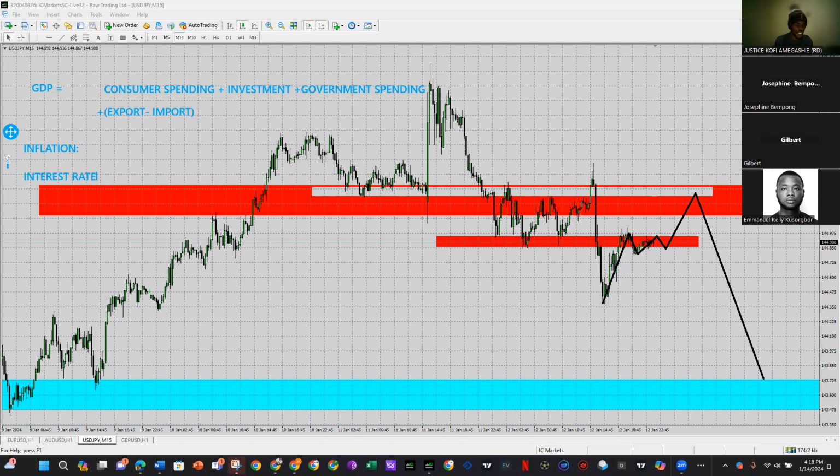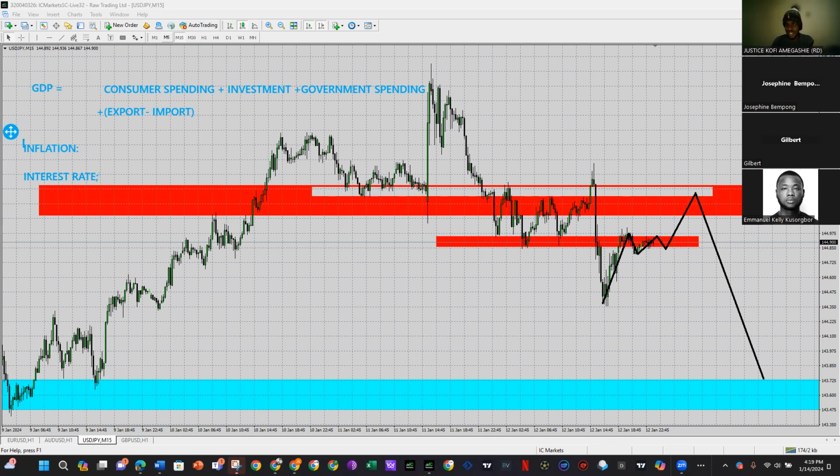So when your interest rate is high, a lot of other countries will want to invest into your country because of the high interest, and they will get more profit from their investment. So a high interest country definitely will have a good strength to their currency. So we are interested in looking at the interest rates of the currencies that you are trading.